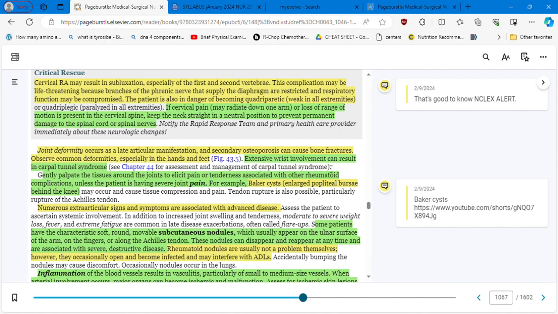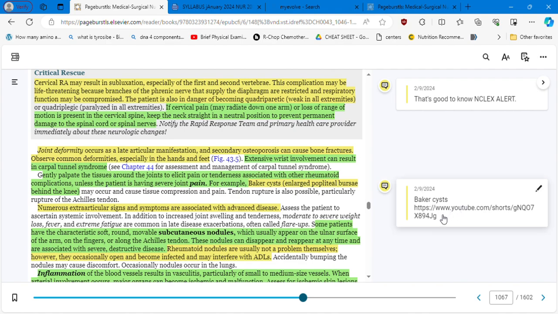Extensive wrist involvement can result in carpal tunnel syndrome. I taught you how to identify if somebody has carpal tunnel syndrome. Gently palpate the tissues around the joints to elicit pain or tenderness associated with other rheumatoid complications, unless the patient is having severe joint pain. For example, Baker's cyst, enlarged popliteal bursae behind the knee.